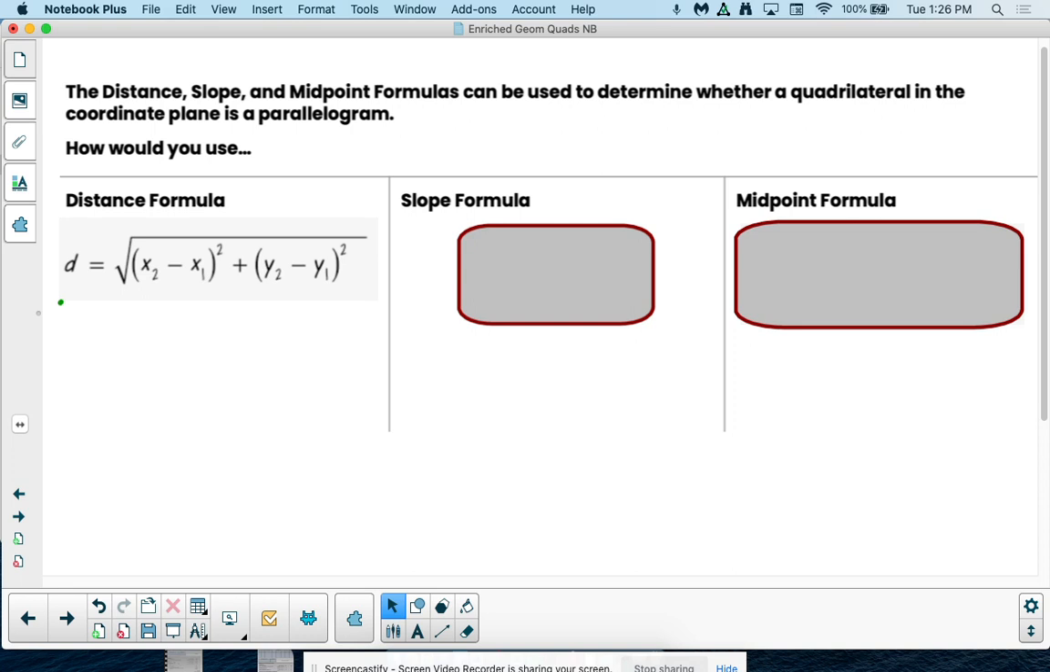That's your distance formula. Make sure you get your minuses and your squares down in the right spot, the plus sign. But we've used this before, so it's nothing new.